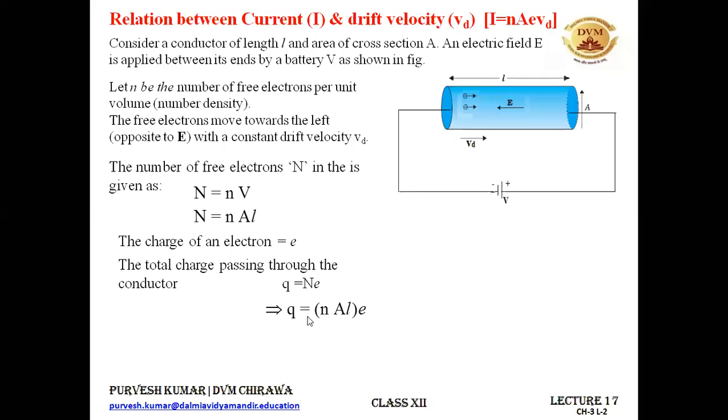So this is the total charge passing through the conductor. Q is equal to number density small n multiplied by area capital A multiplied by length of the conductor, that is L, multiplied by the charge on one electron, that is e. So this is what I've got.